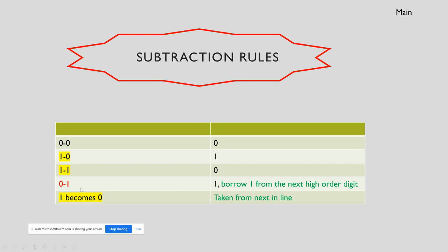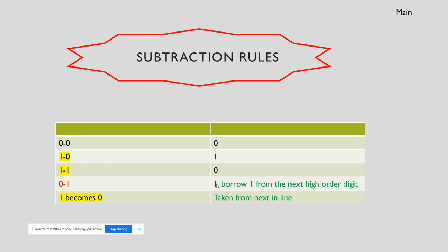Now this is where it becomes tricky. 0 minus 1 becomes 1. Now this is where you will be like, how is that possible? 0 minus 1 is 1. Because we can't minus 1 from 0, okay? Because 0 is 0, and we can't minus 1 from it. So what we have to do is borrow 1 from the next higher order digit. So it becomes 1.